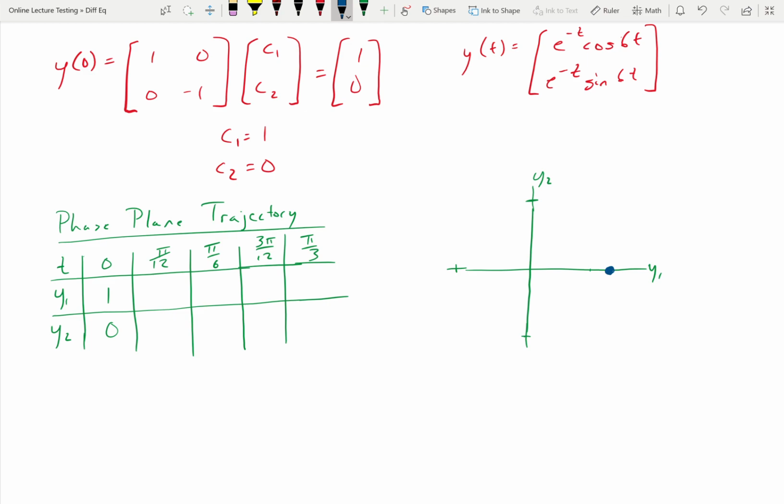When I plug in pi/12, I'm going to get 0 and e to the negative pi/12, which is roughly 0.769. So slightly less than 1. So 0 and 0.769.